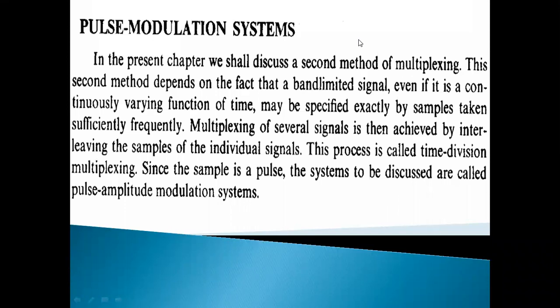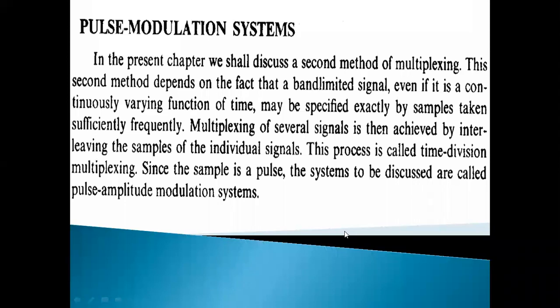When the pulse amplitude changes according to the modulating signal, that is pulse amplitude modulation. When the pulse width changes according to the modulating signal, that is pulse width modulation. When the pulse position changes according to the modulating signal, that is pulse position modulation. Likewise, you have to discriminate the pulse modulation schemes. That means the parameter of the pulse, either the amplitude, the width, or the position of the pulse, changes according to the modulating signal. That is pulse modulation schemes.